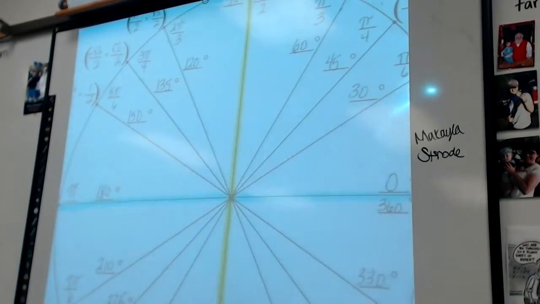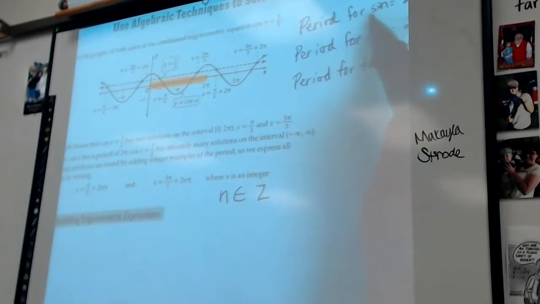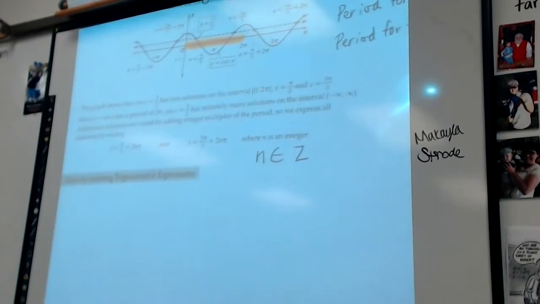Okay? And that works for cosecant. Cosecant and sine are reciprocal, so they'll have the same period. Cosine and secant are reciprocal, so they'll have the same period, and then tangent and cotangent will have a period of pi. All right, so let's look at example 1.